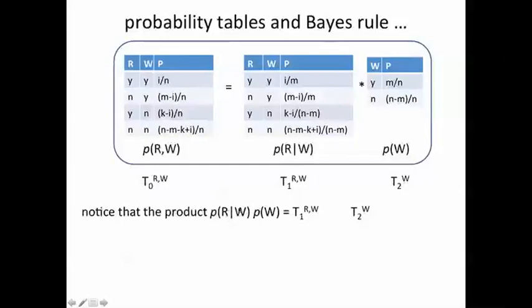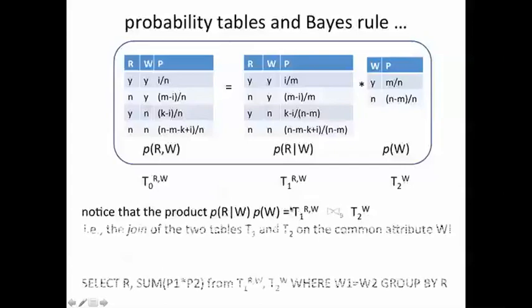The probability of R given W multiplied by the probability of W is some way of combining these two tables, and that some way just happens to be the join of these tables in SQL on the common attribute W. Suppose we were to perform the following SQL: select R, sum of the product P1 and P2 from these two tables respectively, where W1 equals W2, and group by R. So essentially all we're saying is we're going to multiply i over m by m over n.